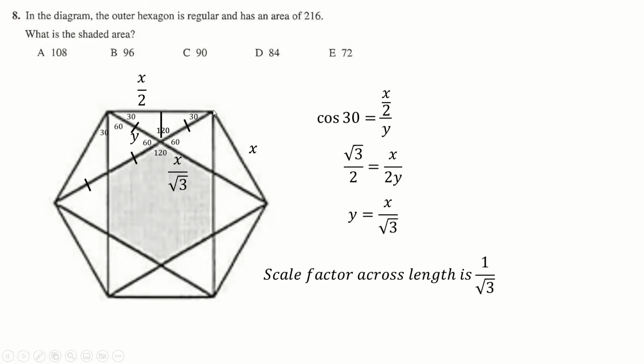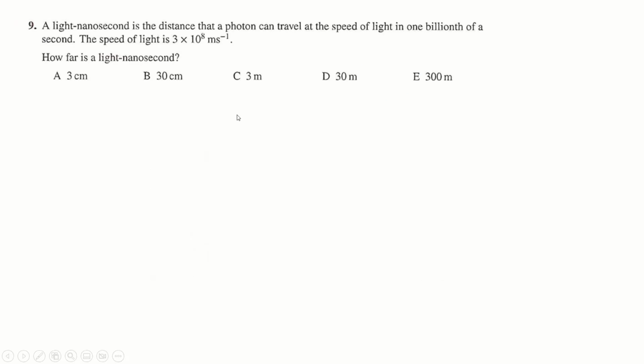So the scale factor from this area to the smaller area is a third, so we just divide that by 3 and we get 72. There must be an easier way to do that. You can write in how I was supposed to find that.